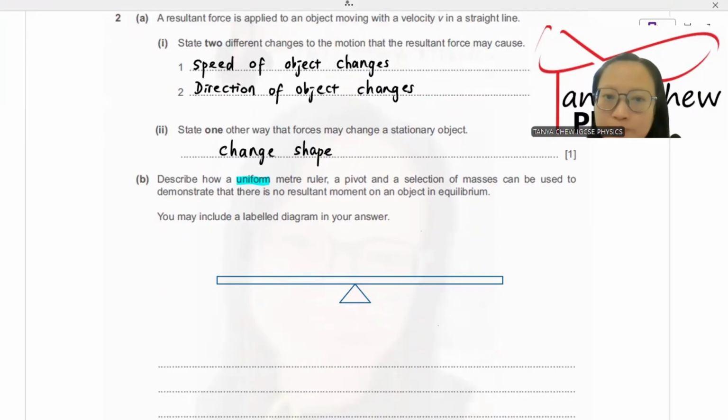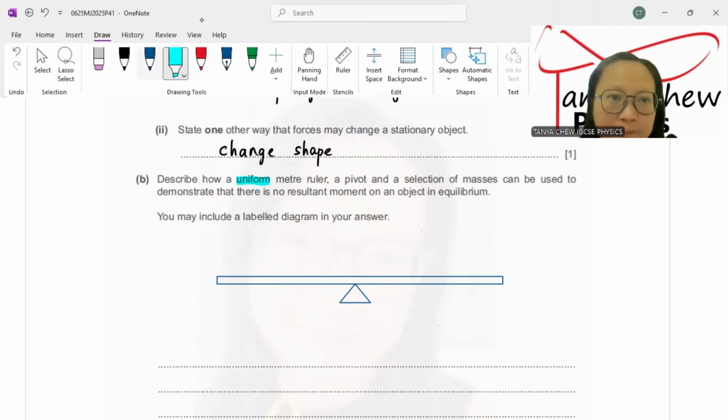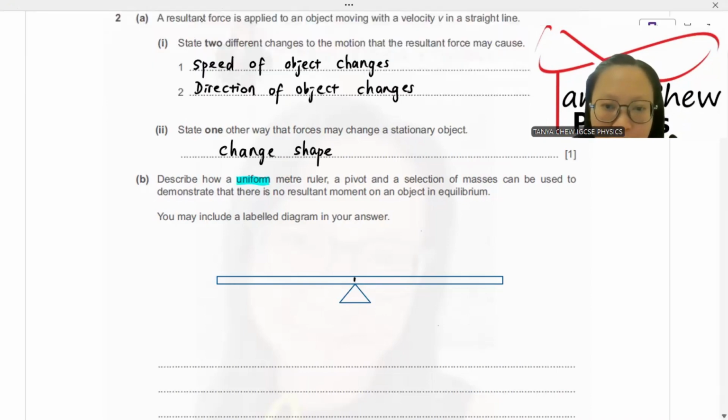A uniform meter rule, a pivot, and a selection of masses can be used to demonstrate that there is no resultant moment on an object in equilibrium. And you may include a labeled diagram in your answer. Definitely, I would include the labeled diagram to help me answer better. Now, I would say that this uniform meter rule may be balanced at the 50 cm mark. So I'm going to put here 50 cm, and then this is my pivot.